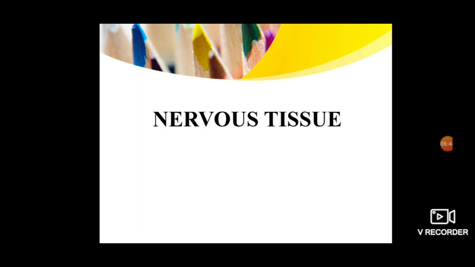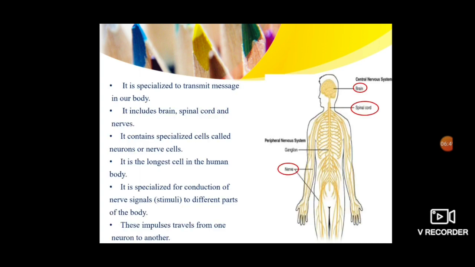So, nervous tissue is a tissue which is specialized to transmit messages in our body. It is present in the brain, spinal cord, and nerves. Nervous tissues contain specialized cells called nerve cells or neurons. The neurons are specialized for conduction of nerve impulses or signals.